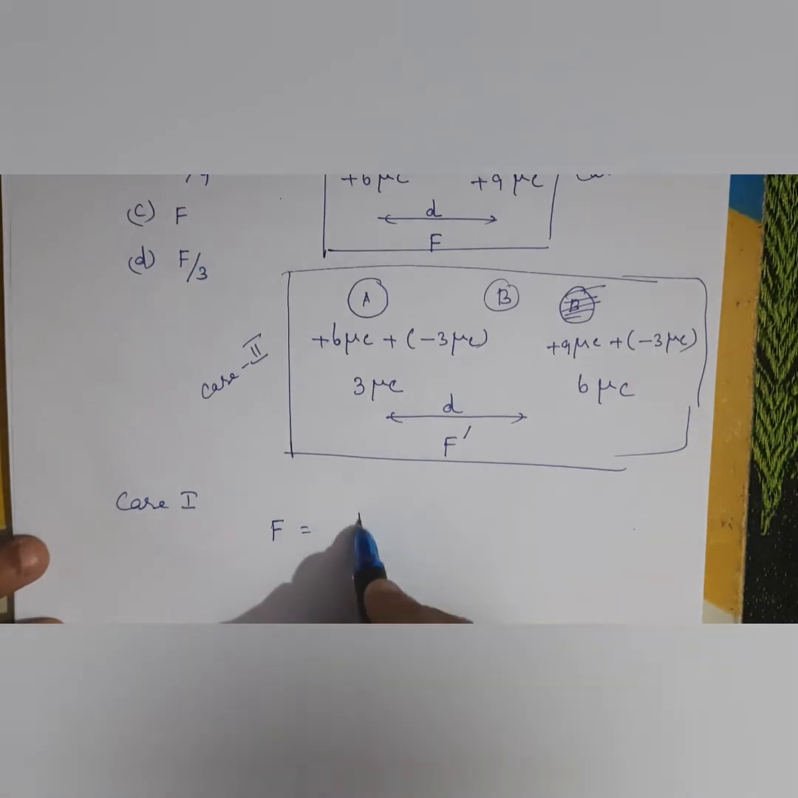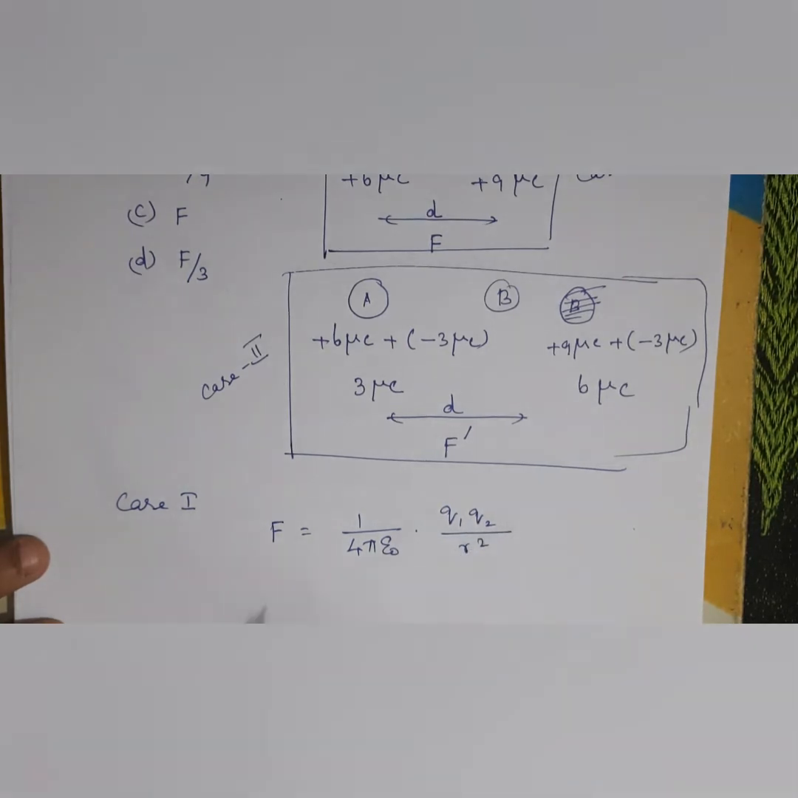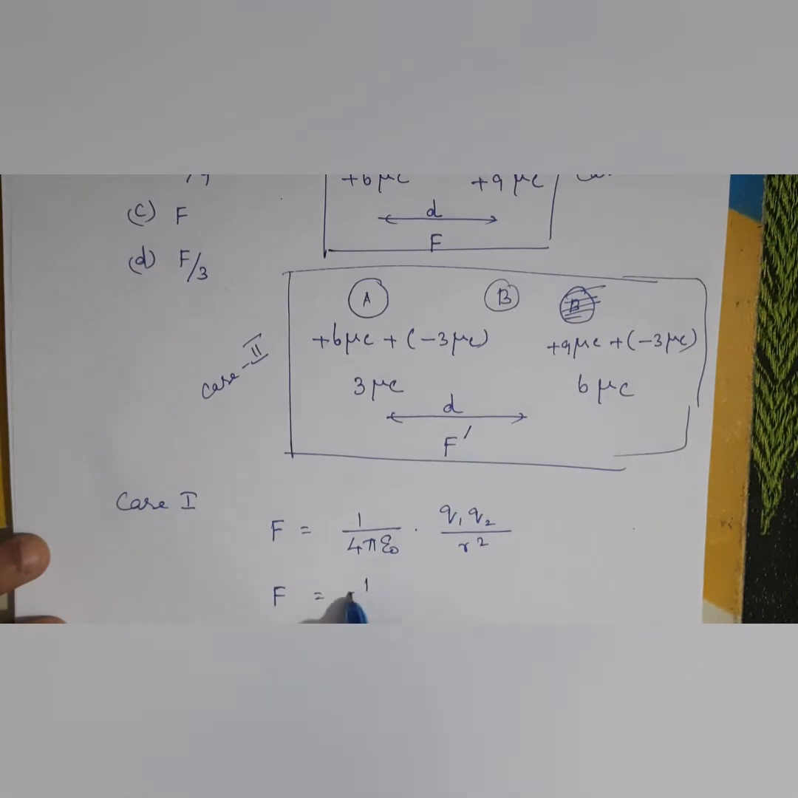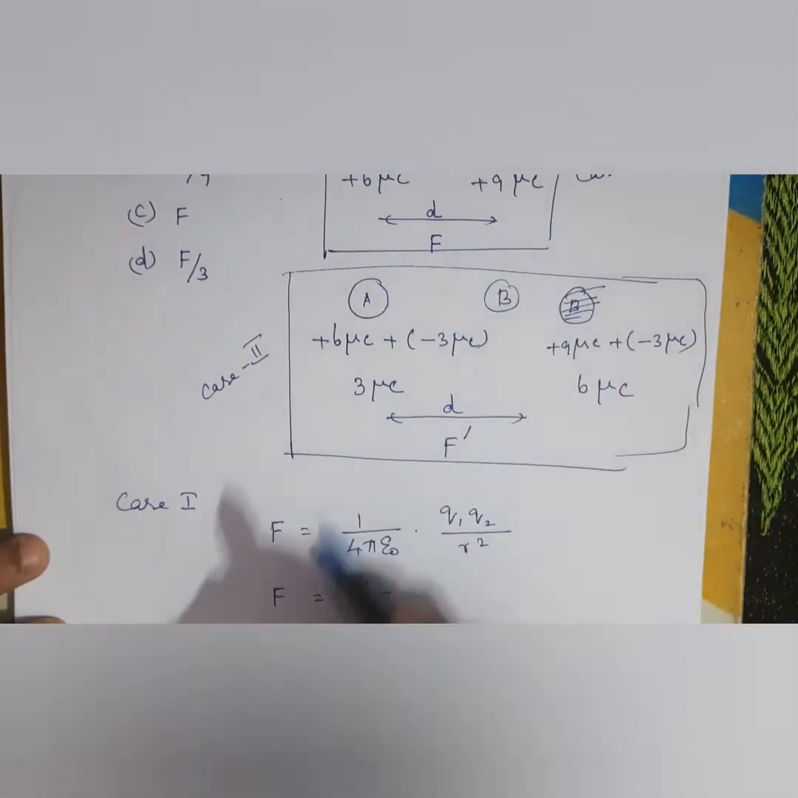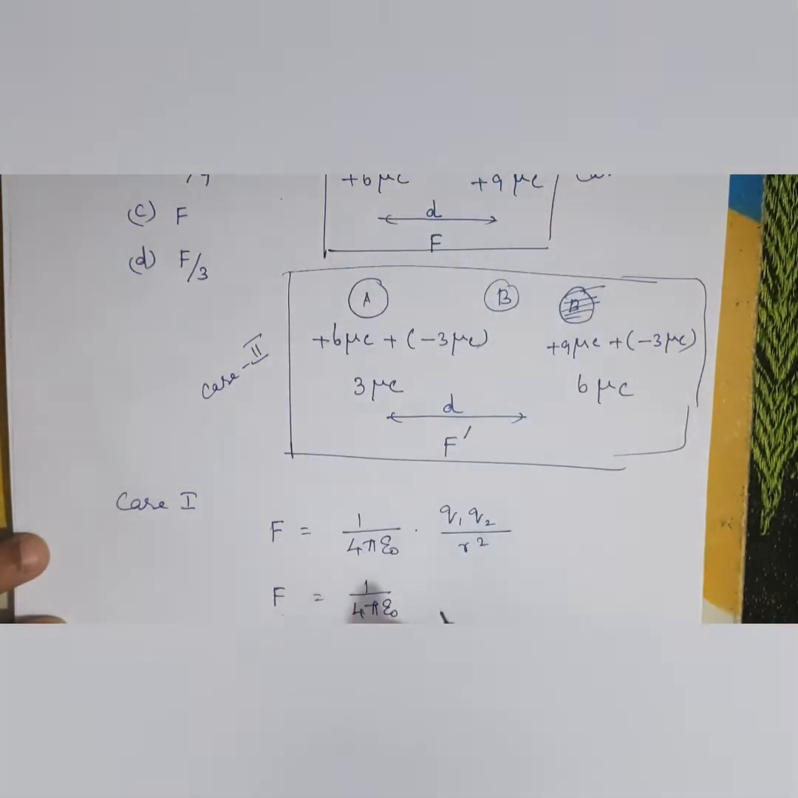F is equal to 1 by 4 pi epsilon naught Q1 Q2 divided by R squared. So this equation is a general formula for Coulomb's law. So now in the case of the first, the force is capital F. Next is the 1 by 4 pi epsilon naught value, 1 by 4 pi epsilon naught Q1 Q2, that is A and B.